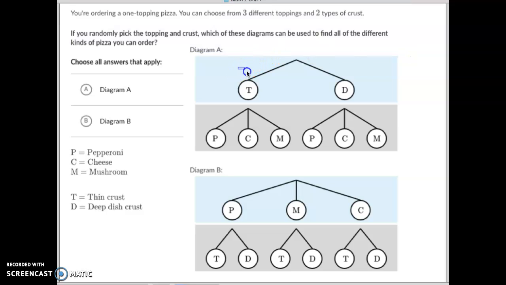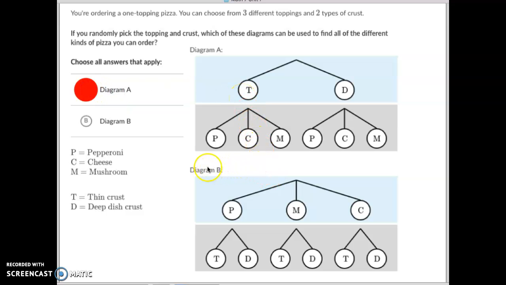Okay. So could we start with either, let's see, T is thin crust or deep dish. So let's see, we could do a thin crust pizza with pepperoni, with cheese, or with mushrooms, or we could do the deep dish pizza with pepperoni, cheese, or mushrooms. Well, hey, letter A gives us all the options, so that's nice.